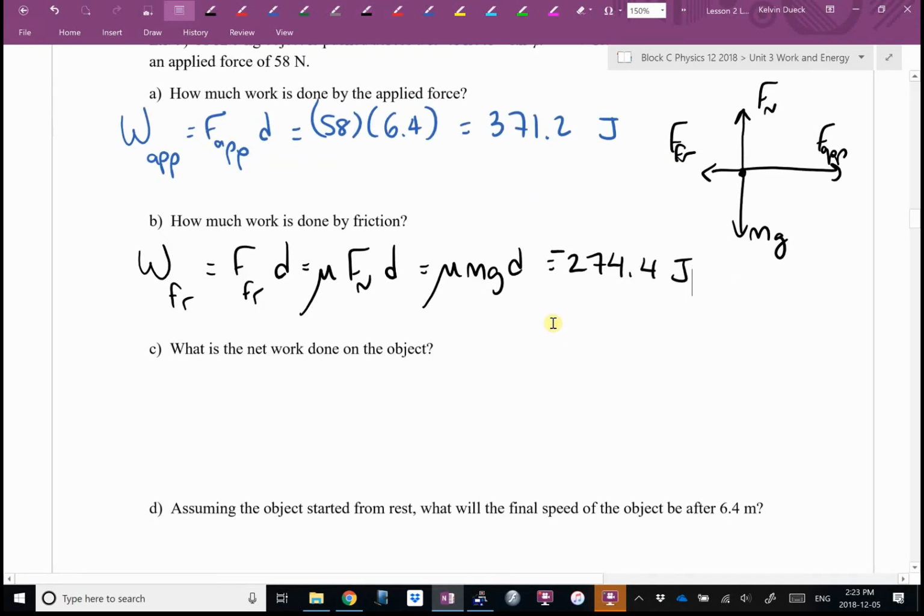Ben, what does C want me to find? So the net work is going to be the total that Lorenzo was putting in, take away what we lost to friction. Now, what you don't want to do here is a minus. So you can either say the net work plus the negative, or you can just say, here's what I started with, here's what I lost, and I'll put a negative there to show that I lost it. Something in the 90s. 96.8?